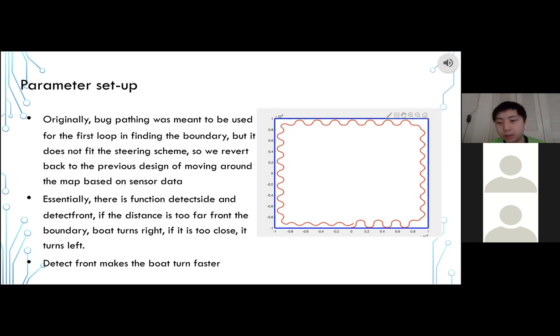The boat pathing for the first loop is moving in a sinusoidal wave based on the boundary. The logic behind this is using the sensor data for the side. If it is too close to the limit, it will turn away from the boundary, and if it is too far, it will turn the other way to get closer to the side, creating this waveform pathing while allowing the front, side, and back sensors to record the distance of the boundary with respect to the sensor itself, mapping the known poses so that we can map out the area.